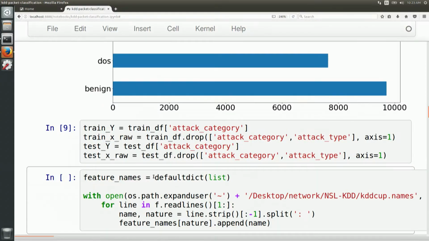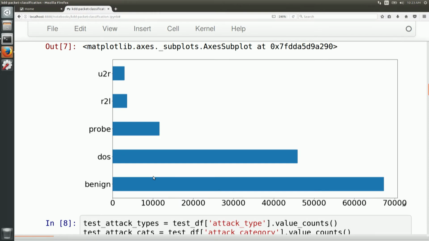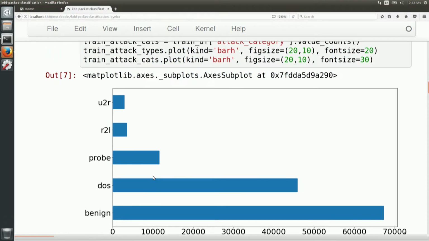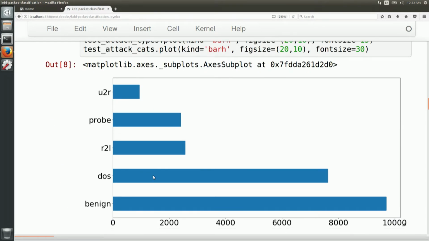We do the same for the test set. Again, we split our dataset into two sets. It's called the validation process. This is the training set distribution, and this is the test set distribution. The test set distribution is a little bit better than the training set, but you still see a large discrepancy between the volumes of the DOS class and the U2R class.